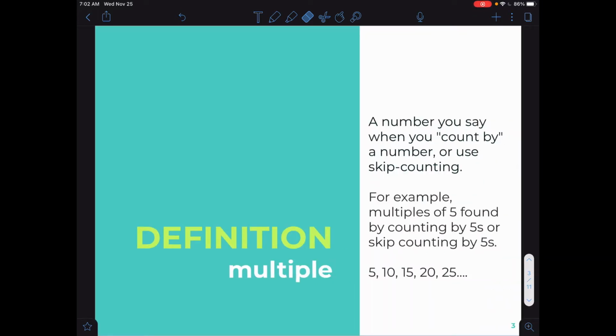Let's first define multiple. It's a number you say when you count by a number, or skip counting. For example, if I wanted to find the multiples of 5, I would just count up by 5. So 5, 10, 15, 20, 25, and so on. All those numbers I named are multiples of 5.